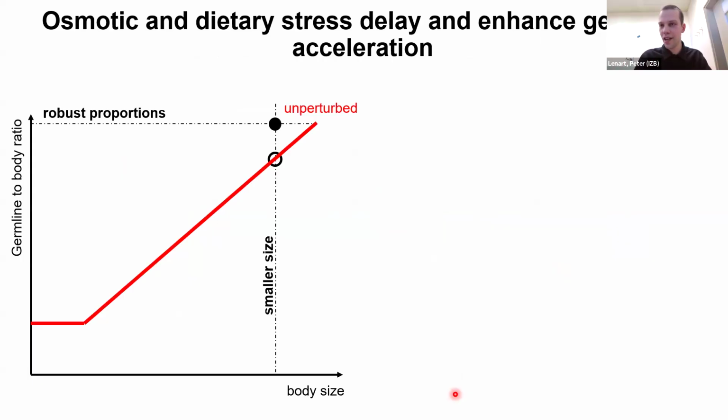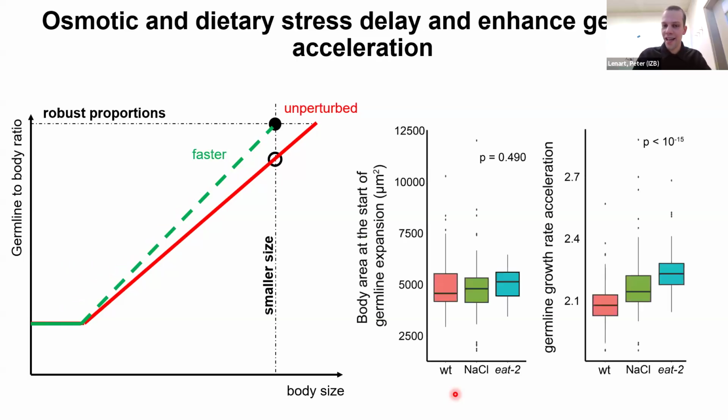If you think about the scenario, there are two intuitive solutions to this problem. You can either start the germline expansion sooner and reach the same proportion, or you can start it at the same body size, but then you need to accelerate germline growth even more than normally. As it turns out, solution number two is correct. So body size at the onset of germline expansion is the same in all conditions, while this germline acceleration is even faster in stress than normally.